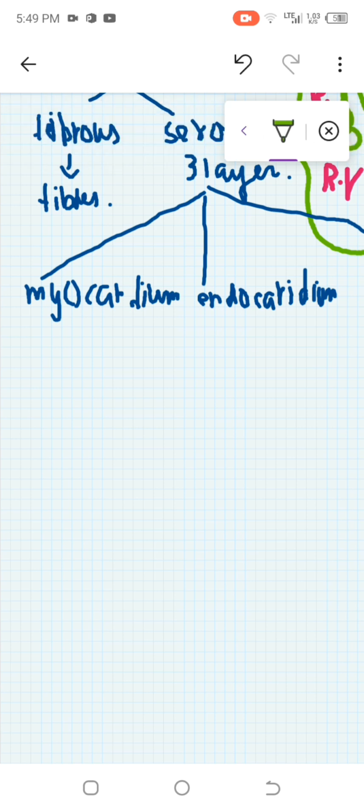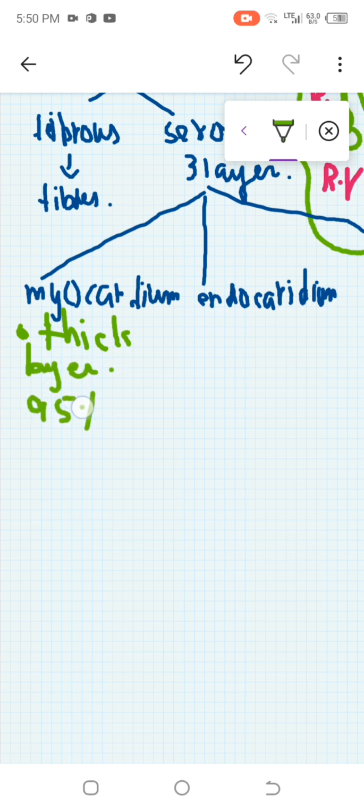First of all, the myocardium. The myocardium is the thickest layer, the thick muscle layer, which is present in the cardiac muscles. This is the myocardium, the thick layer, which contains basically 95% of the heart.